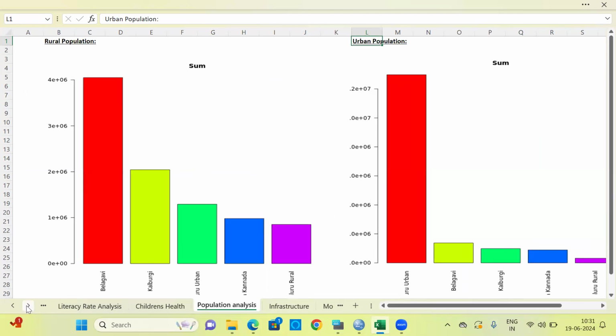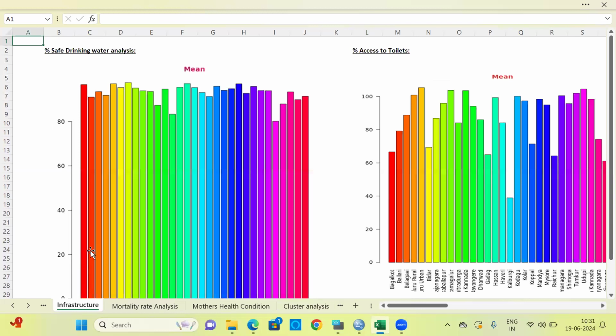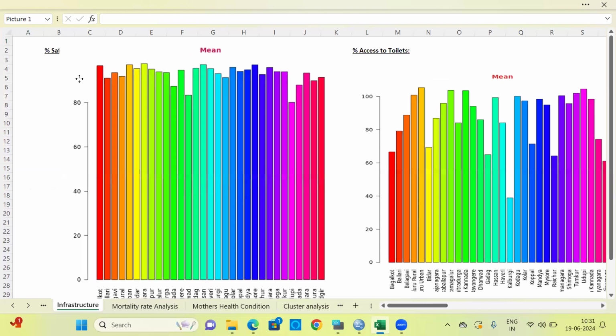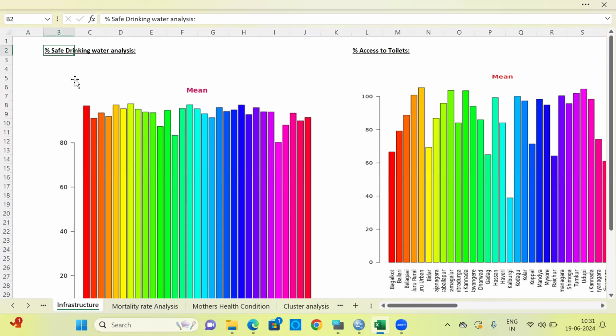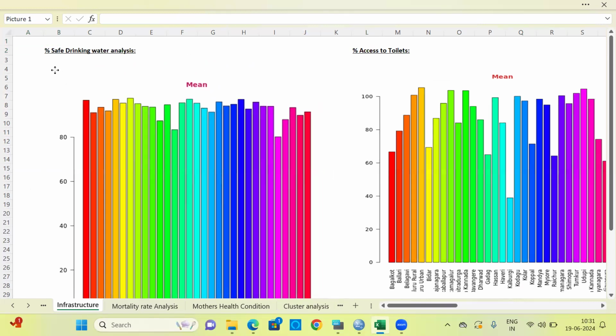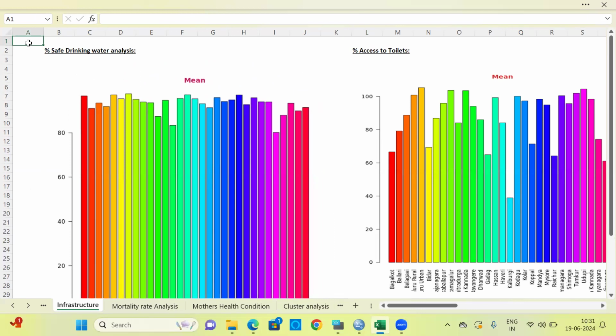Let's now proceed to look at the next dimension, which is infrastructure. When it comes to infrastructure, I've taken variables like percentage, my apologies, I've taken information like percentage of safe drinking water analysis. Similarly, I've taken percentage of access to toilets. The shortest bar would be the green bar, and here we have one more bar which is on the shorter side. So this would be the district with a low percentage of safe drinking water.